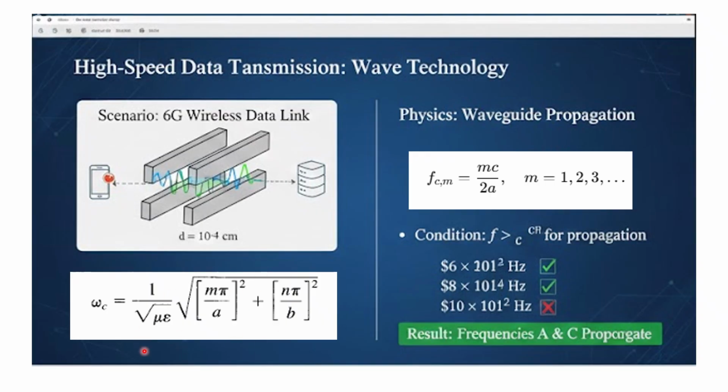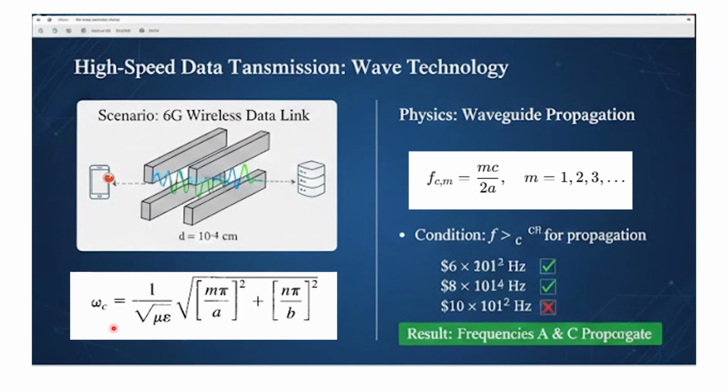So for TM mode, n may be 0, but m cannot be 0. m basically represents the vertical one, so it should not be 0. Minimum it should be 1. So let's put n equal to 0. If you put n equal to 0, this part will vanish, and here 1 over square root of mu epsilon, and m pi by a is remaining. So here is your m pi by a, and pi and pi will cancel out.